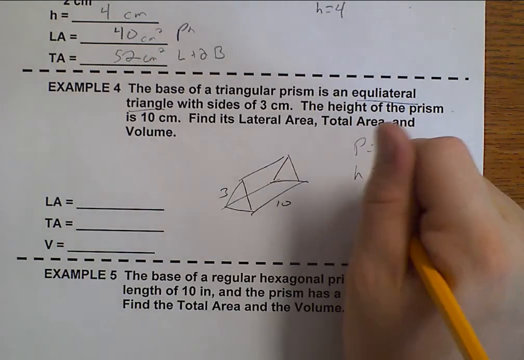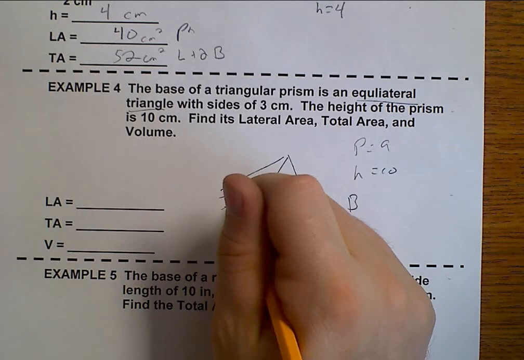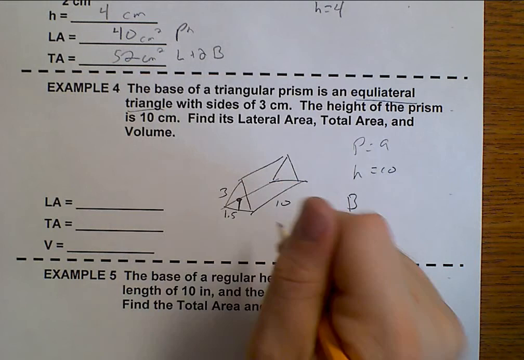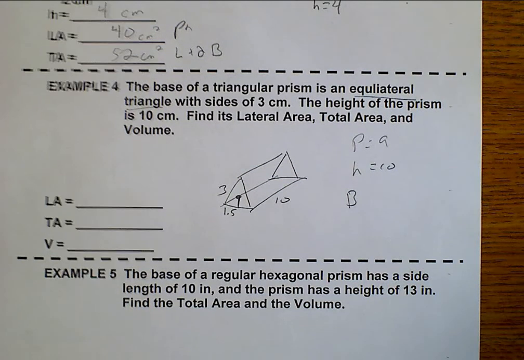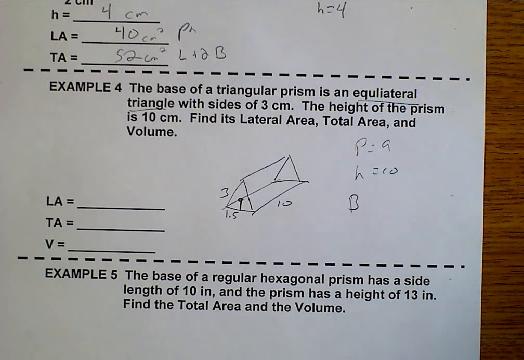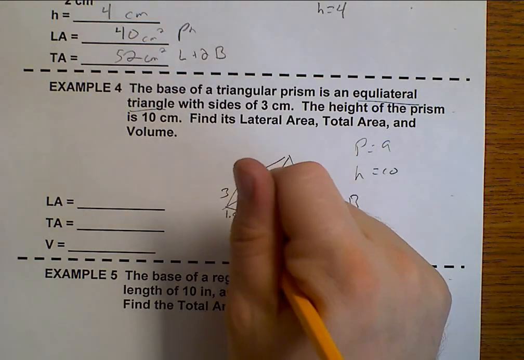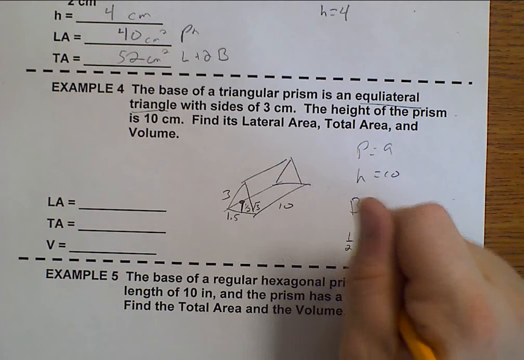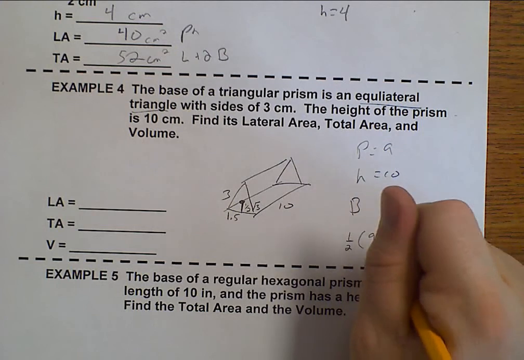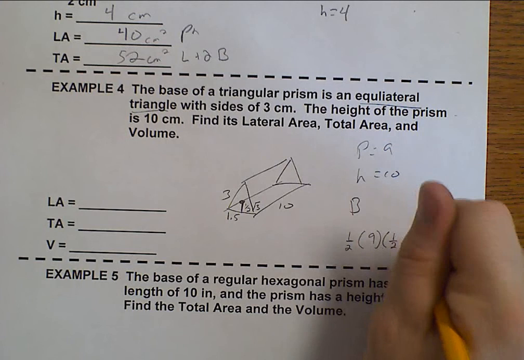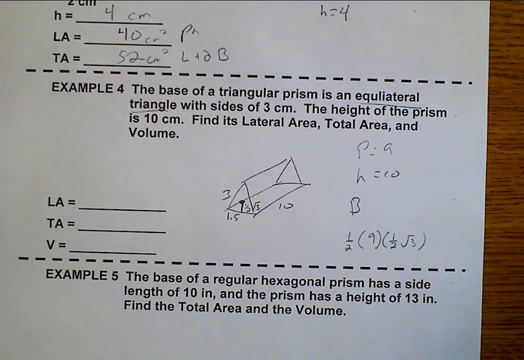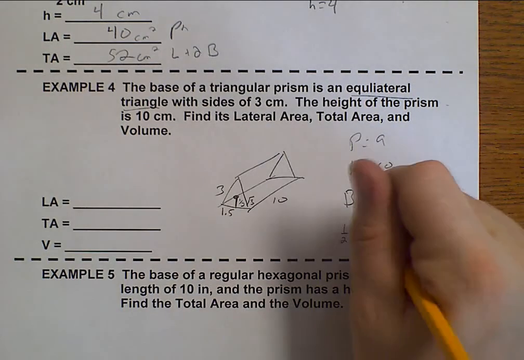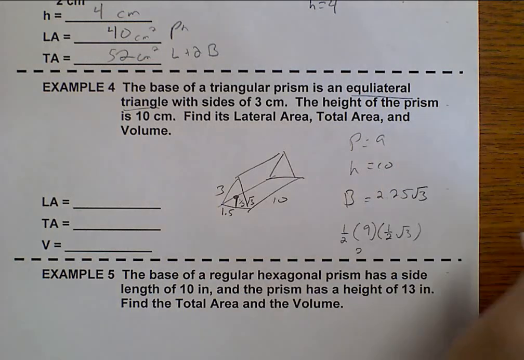And area of the base. That means this is 1.5. And this is 1.5 over 3. This comes out to 1/2 on the square root of 3. And that's 1/2 times the perimeter times the apothem. So we get 2.25 on the square root of 3.